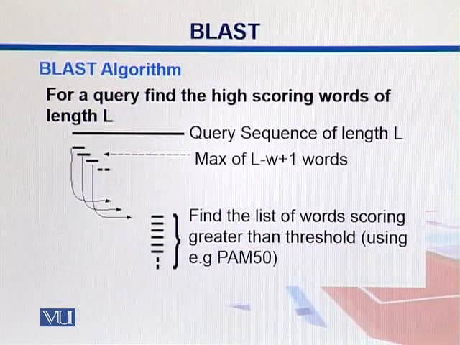We start with a query sequence of length L, and then how many words can we have? It can be L minus W plus 1, and for that we try to get the ones with the maximum score, so we retain them, and then we find the list of words scoring greater than some threshold. Longer words that score better are good, but that will also affect our search speed. We can use different matrices to score them, and we pick the ones scoring greater than some threshold.